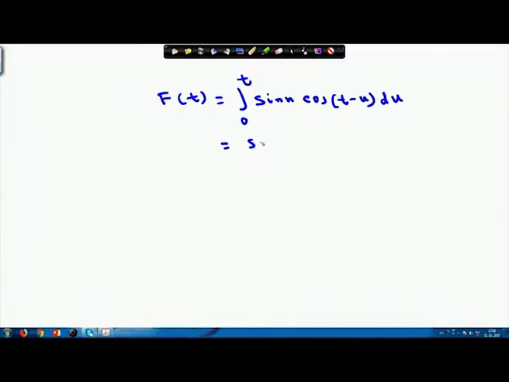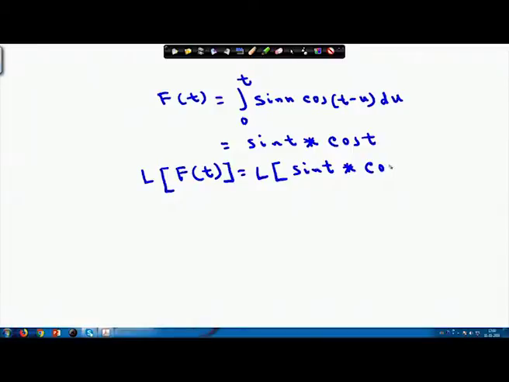I can write it as sin t star cos t. From the definition of convolution, f(t) equals sin t convolution cos t. Now, I can take the Laplace transform on both sides of the given equation. I will obtain the Laplace transform of sin t convolution cos t. And from the convolution theorem, I can write it as the Laplace transform of sin t times the Laplace transform of cos t, which is known to us.